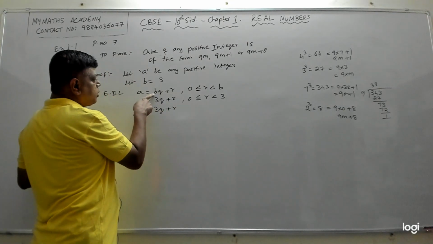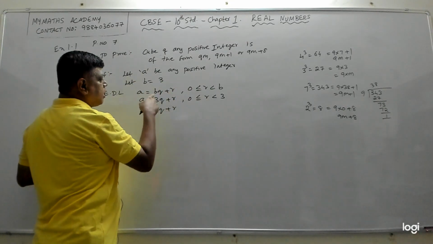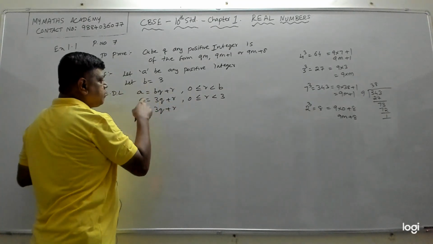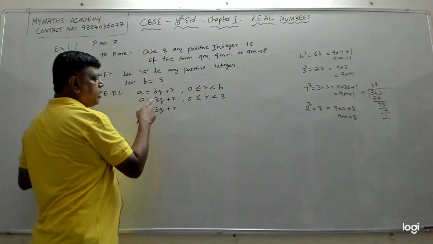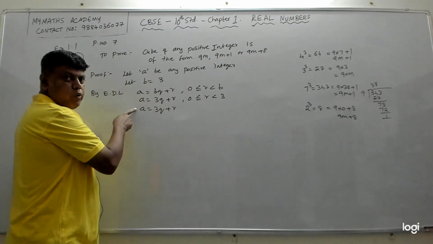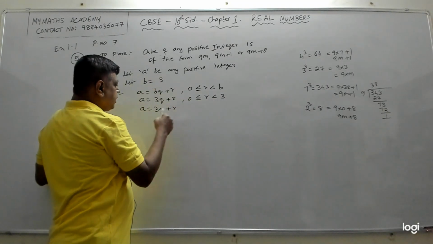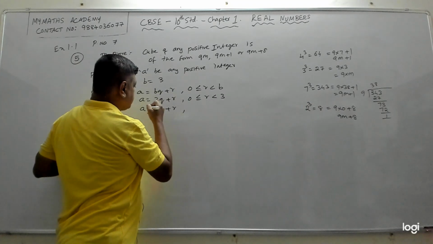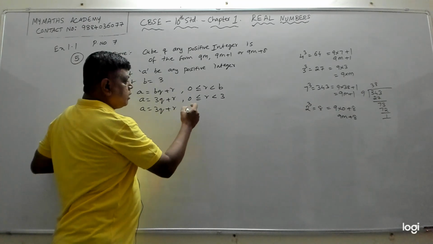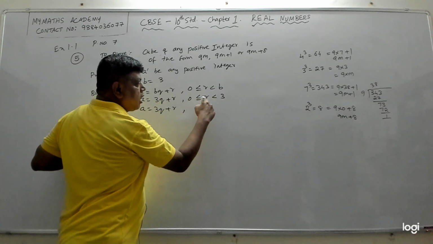So here we are substituting b as 3 in this Euclid's division lemma. Then it becomes like this. Only for b we are substituting, because we don't know a, q or r. Without knowing a, we cannot find q and r. So we know only b, and then the next becomes a is equal to 3q plus r, where 0 is less than or equal to r less than 3.